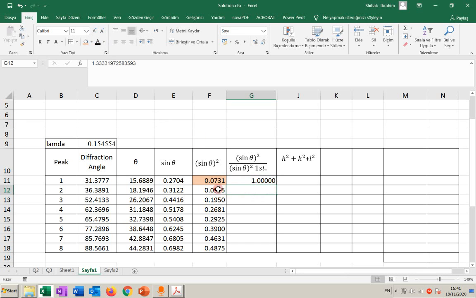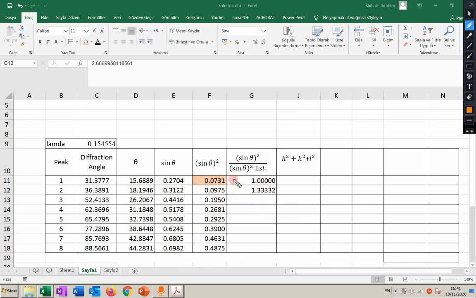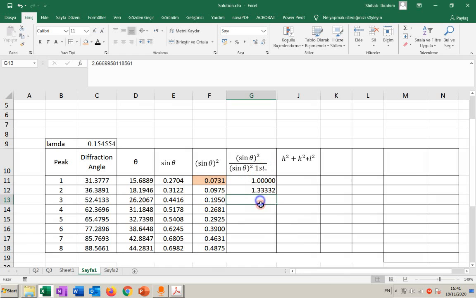If I divide the second one by this, you will try it, it will be 1.333, something like this. Divide the third one by the first one. Remember, you divide everything by the first one. You divide everything by the first one, and you will get the pattern. Why? Because we take sine theta squared over the sine theta squared of the first peak. If you do all of them, you're going to have a pattern something like this: 1, 1.333, 2.666, something like this.